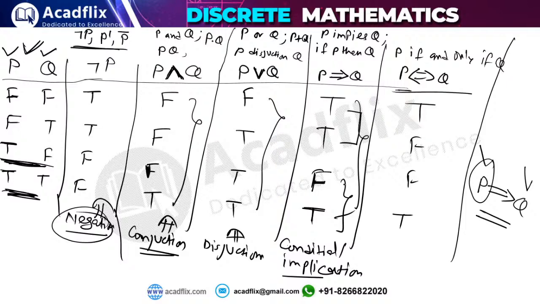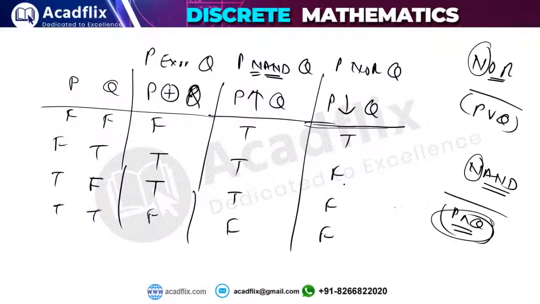In your NET exam, they can give you a new operator. Maybe they can give you a new operator called hash. Now they will define what the behavior of hash is. They will have to define the behavior of hash.